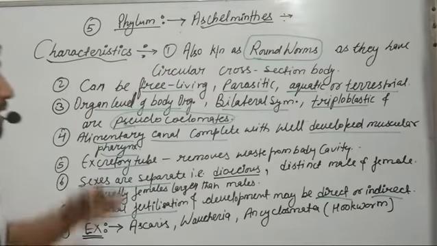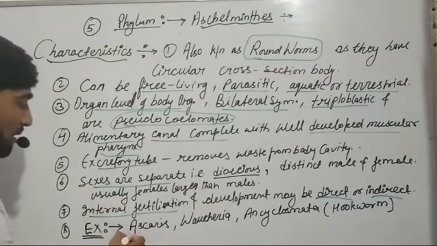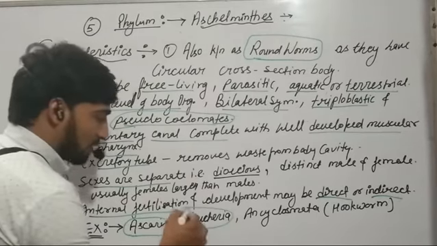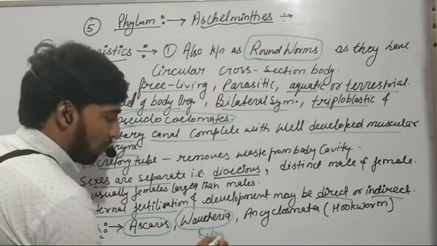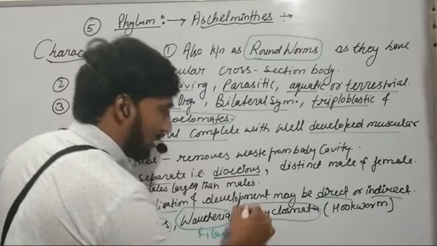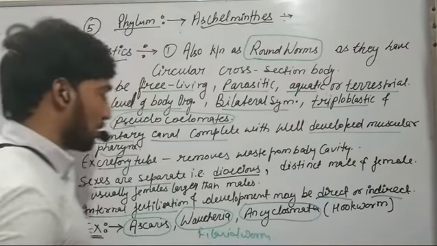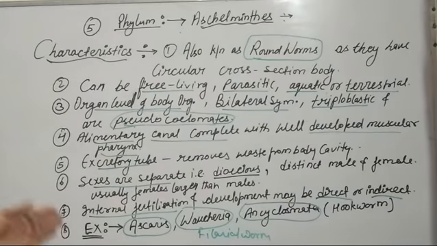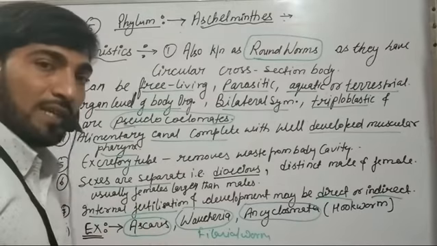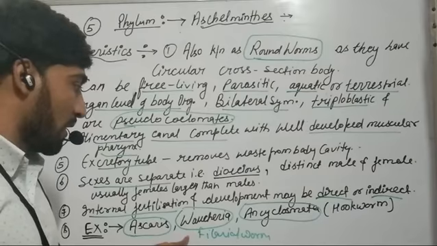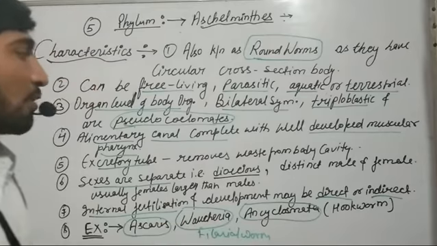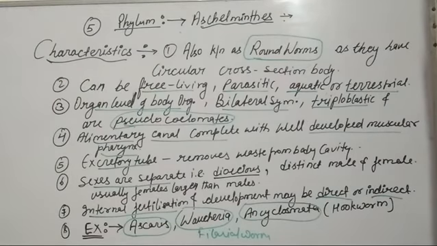Now further, the examples of organisms belonging to Aschelminths include Ascaris, Wuchereria, that is also known as filarial worm, and Ancylostoma, that is also known as hookworm. Ascaris causes the ascariasis disease in human beings. Wuchereria causes filarial disease in human beings. And the third example is Ancylostoma, also known as hookworm.